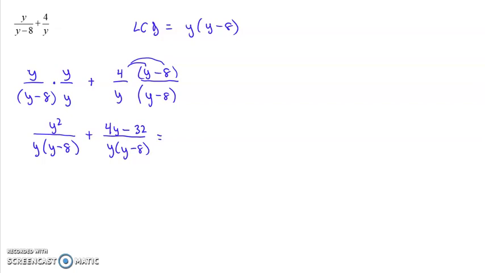And as long as we have the common denominators, we can go ahead and add straight across with our numerators. Remember to combine like terms, so this is going to give us y squared plus 4y minus 32. All of this is going to be over y times y minus 8. So this will end up being our final answer.